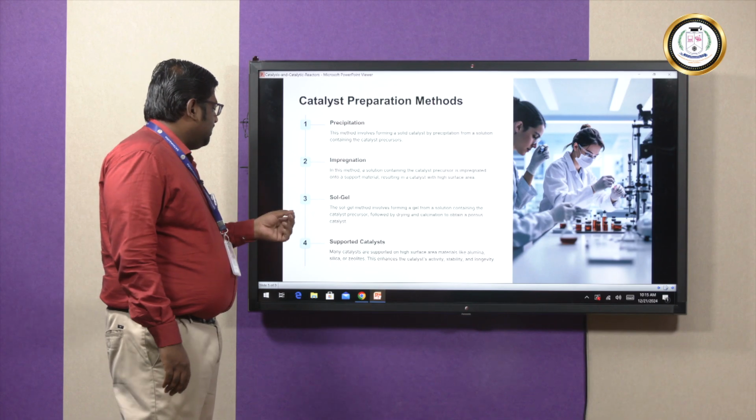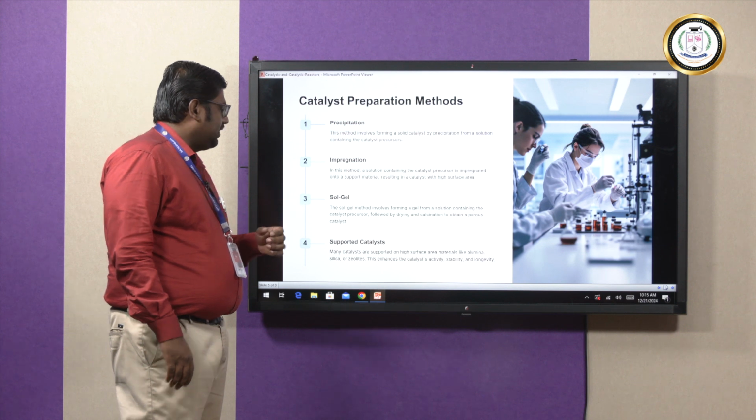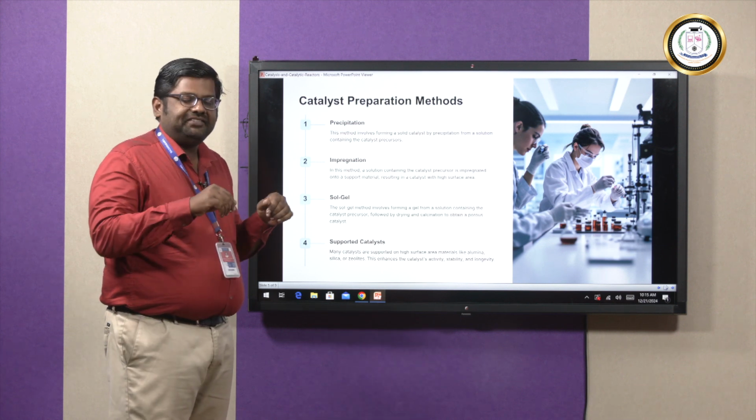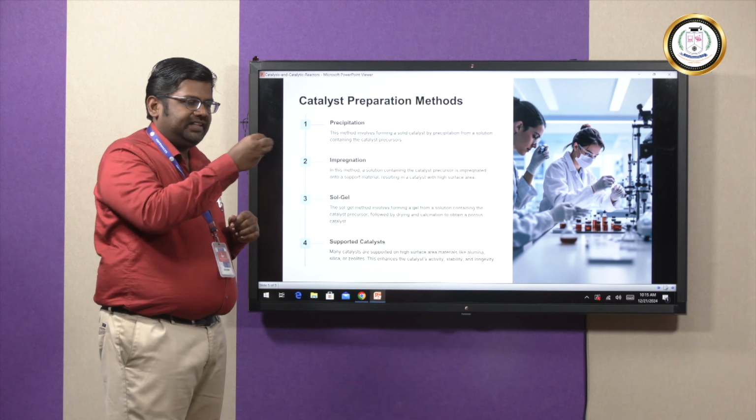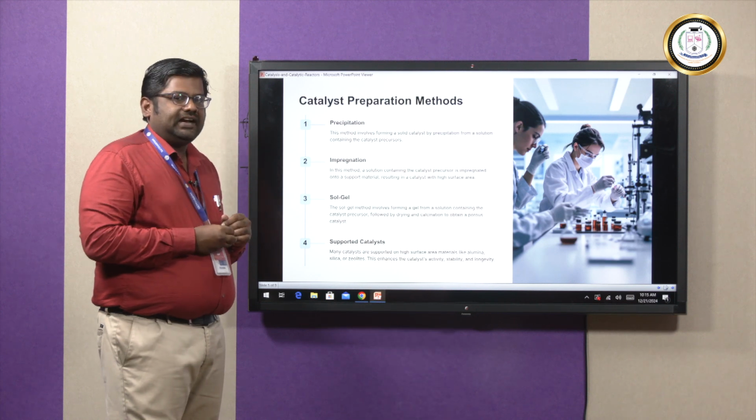Then the last method is supported catalyst, wherein we have a matrix or a supported structure in which the various catalysts are attached.